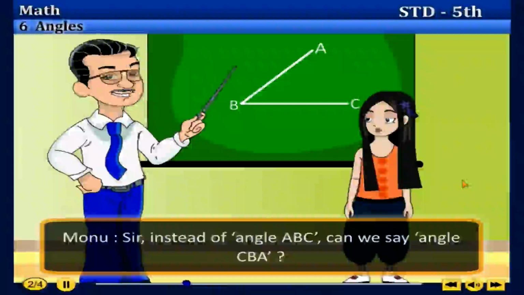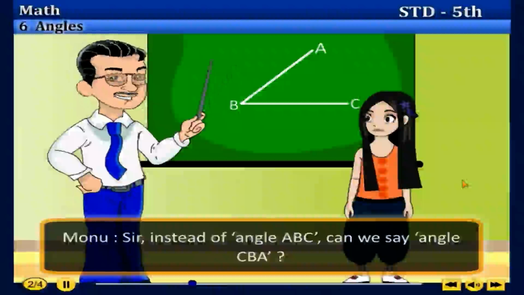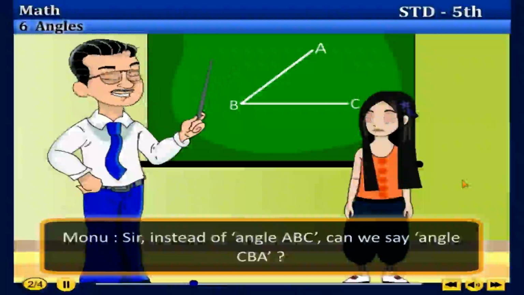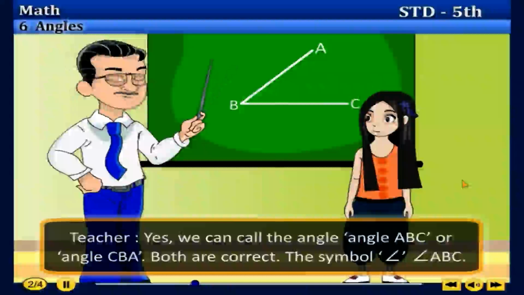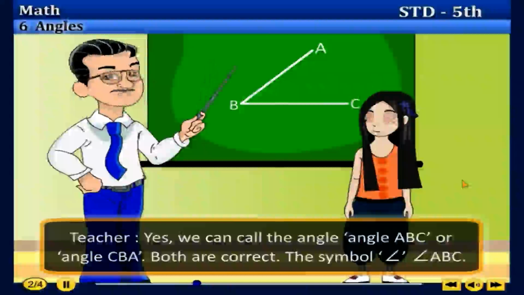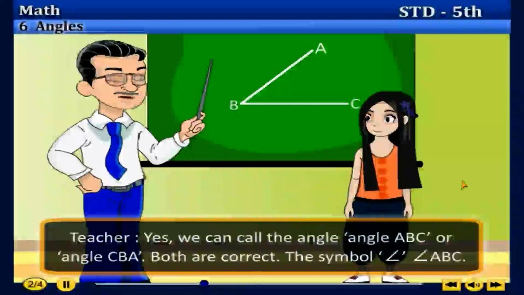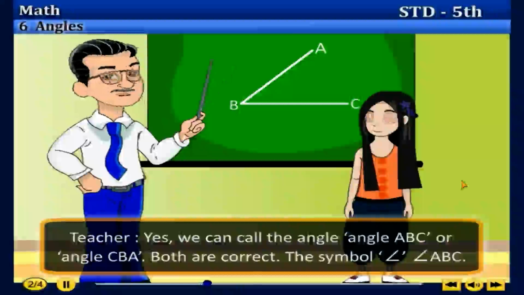Monu: Sir, instead of angle ABC, can we say angle CBA? Teacher: Yes, we can call the angle ABC or angle CBA. Both are correct. The symbol ∠ is used for angle: ∠ABC.